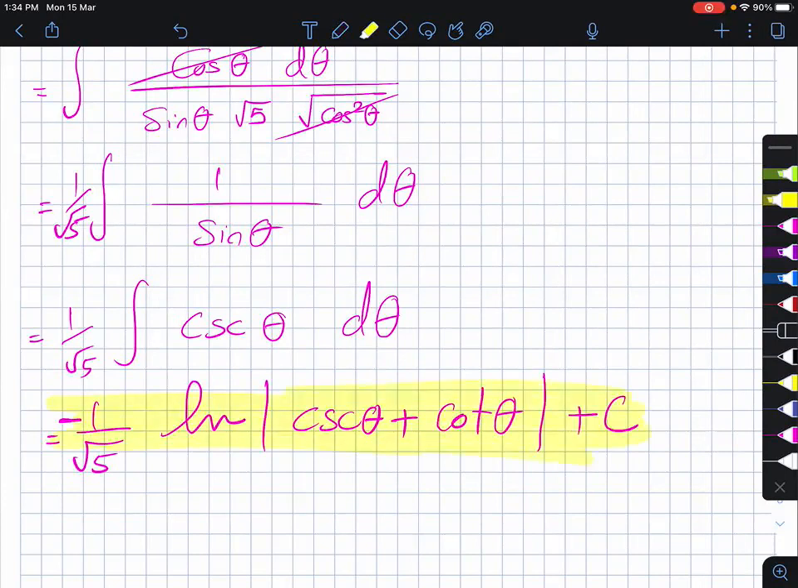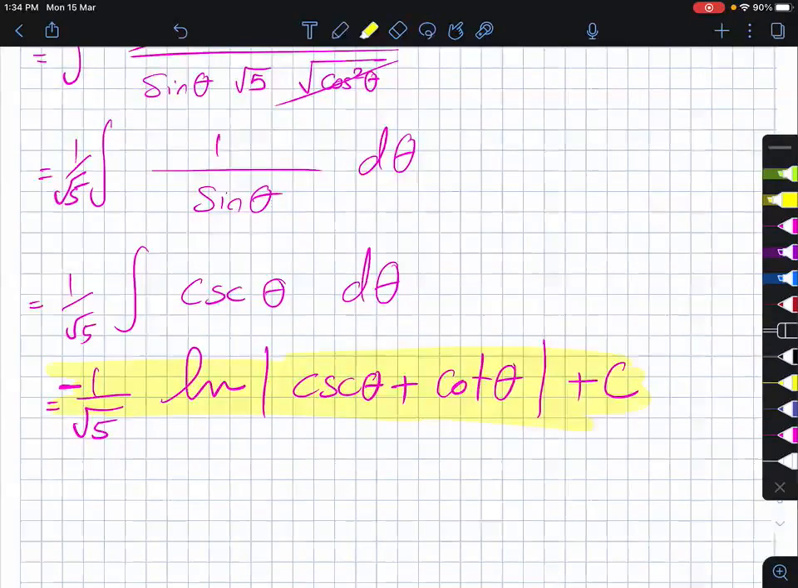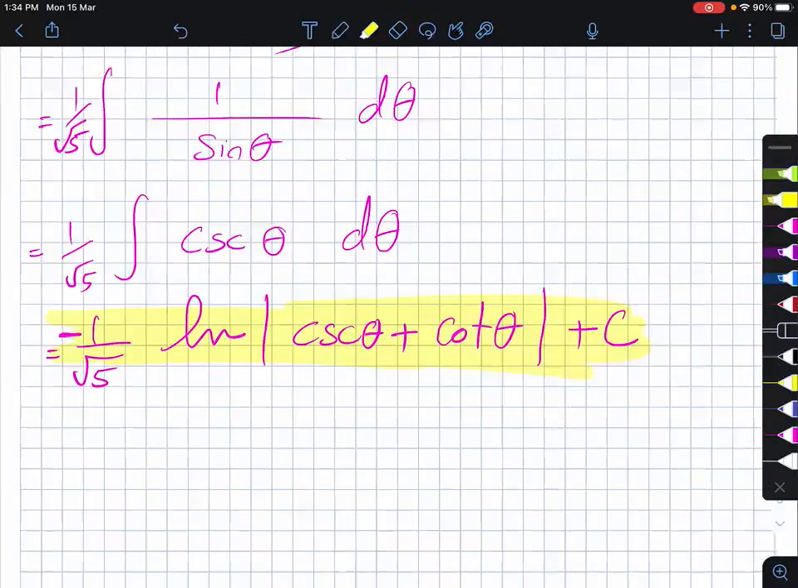But of course it has its own proof, as we proved the integral of sec x. The integral of cosec theta equals negative ln absolute value of cosec theta plus cotan theta. Now replace theta by x.